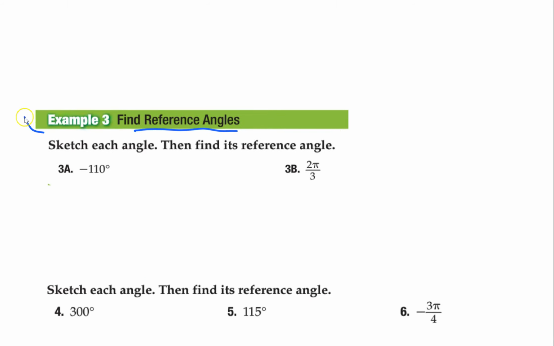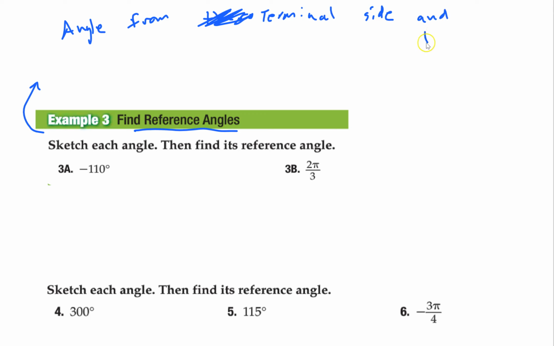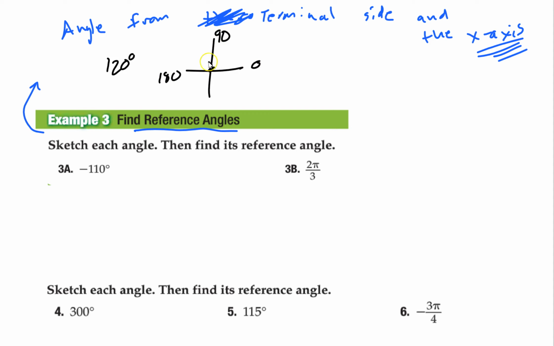And all a reference angle is, is the angle from the terminal side and the x-axis. Super important. It goes to the x-axis. So what do I mean by that? Let's say I give it that 120. If I want to graph it, I'm like, okay, here's 0, here's 180, here's 90. 120 would be in between these two.